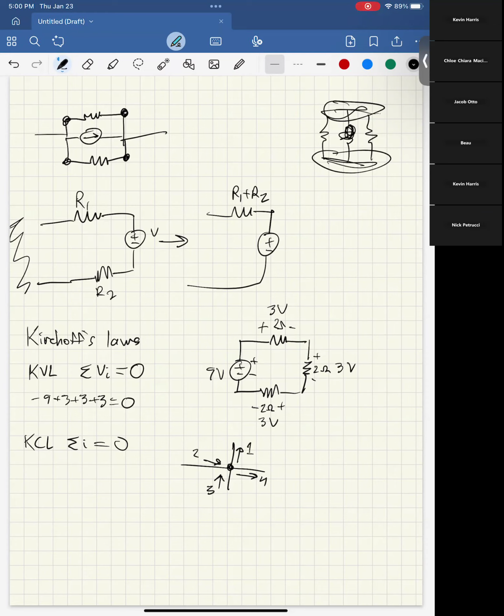In terms of signs, we say that currents going out, so I'll write this down, currents going out of a node are positive. So keep that in mind.